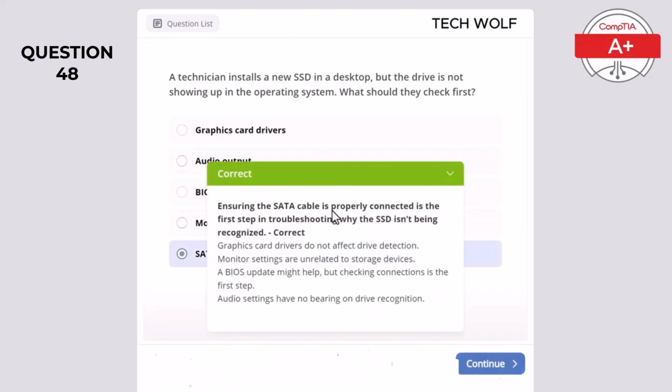Ensuring the SATA cable is properly connected is the first step in troubleshooting why the SSD isn't being recognized.